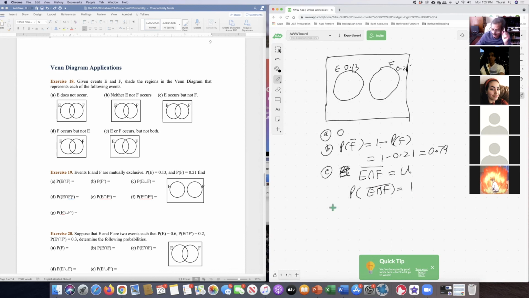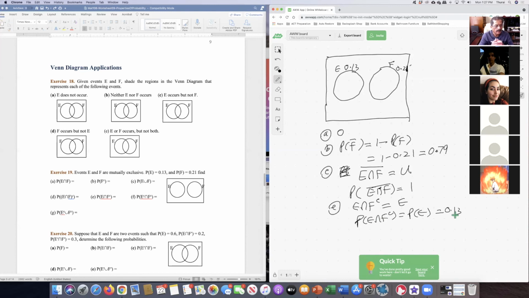Part E says, what is the probability of E intersection F complement? That's the part of E that's outside of F, right? 0.13, right, all of E, because all of E is outside of F. So probability of E intersection F complement is same as probability of E, which is 0.13.